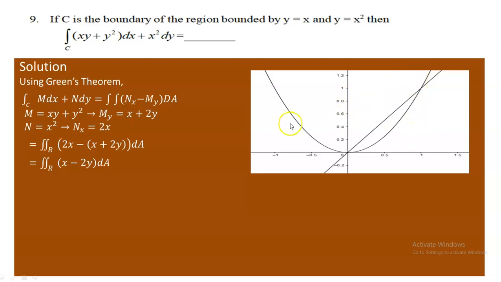So this integral is going to be performed over this region, right, students? This dA is going to be written as dy times dx, because this is a vertically simple region.